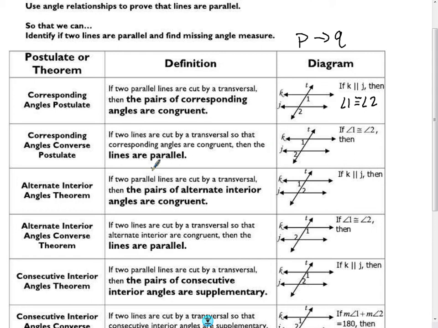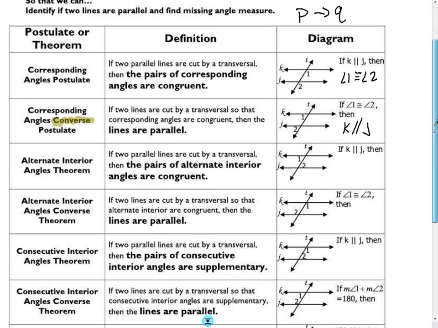Now when I talk about the converse postulate, that means we're going to flip P and Q. Rather than P implies Q, now Q implies P. So if the two lines cut by a transversal have corresponding angles that are congruent, then the lines are parallel. So if angle 1 was congruent to angle 2, then we can say that line K is parallel to line J.